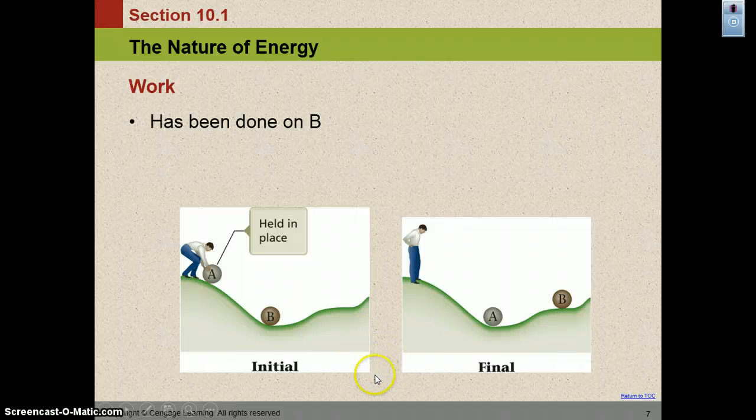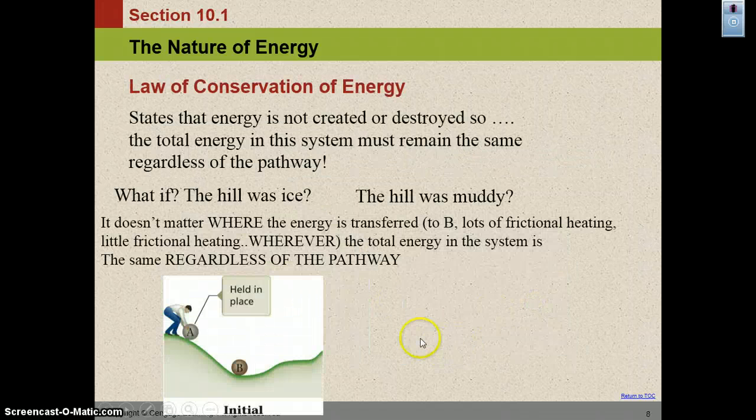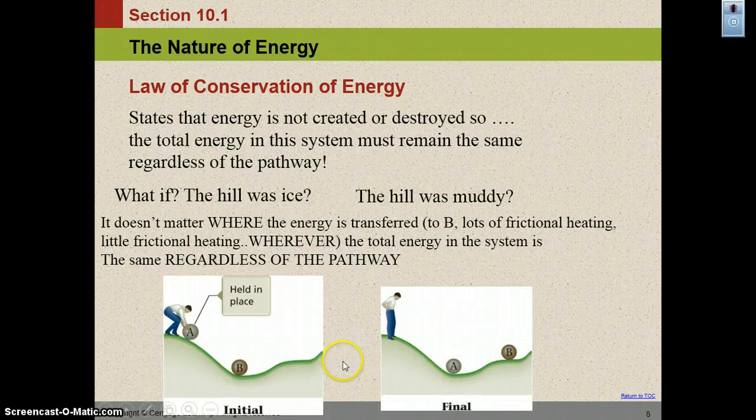Okay, work. Work is defined as force acting over a distance. So work has been done on B. Why? Because the potential energy of B has been increased, so work has been performed on B. Let's look at the law of conservation of energy. The law of conservation of energy, remember, states that energy can be neither created nor destroyed, so the total energy in the system must remain the same regardless of the pathway. What do we mean by the pathway?